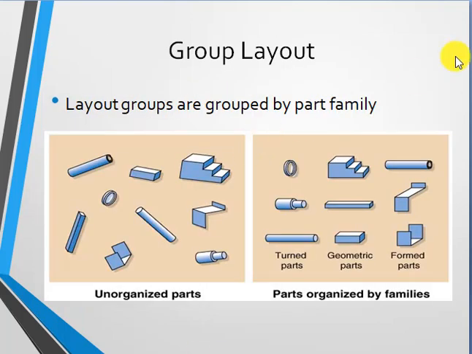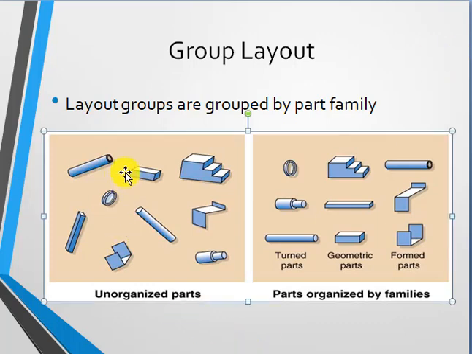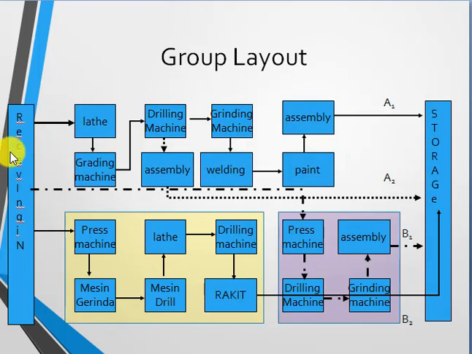And this is the group layout. The layout groups are grouped by part family. As you can see in this picture, the plant or factory requires so many parts. And then we organize them by using the same shape. For example, the geometric, the cylinder one, the cubicle, we can classify by the shape. So for example, this is an example of group layout. They're using the same spare part shape.